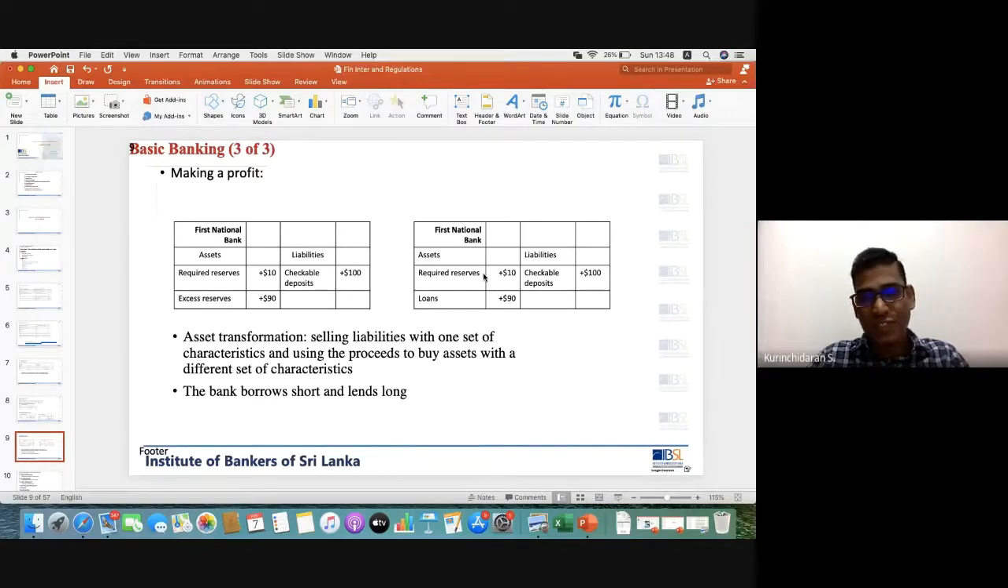Even though we discussed earlier what is intermediary business and what the functions and role of banks in an economy, in detail you can look at this. This is the way a transaction happens. This is what we call asset transformation, right? That also we discussed earlier, right? So selling liabilities with one set of characteristics, and using the proceeds to buy assets with a different set of characteristics. Here you can see the bank borrows short, checkable deposits are very short, and lends long. This is asset transformation, right? You borrow short term, and lend long term. So this is asset transformation, right? So these banks are making profits, right? This is their business.